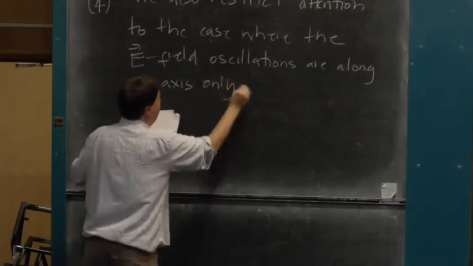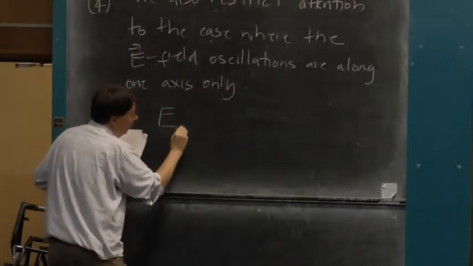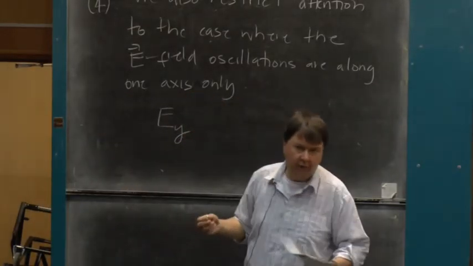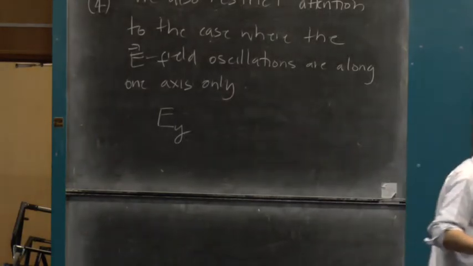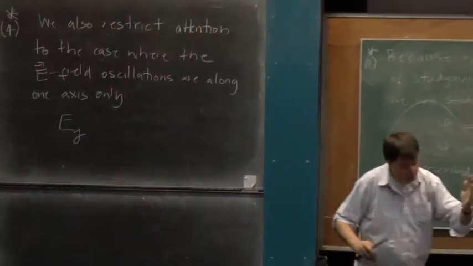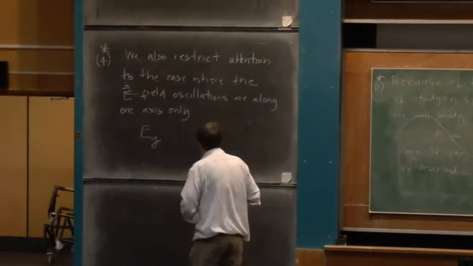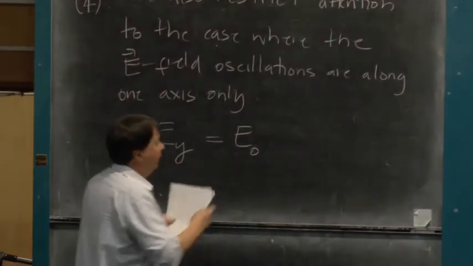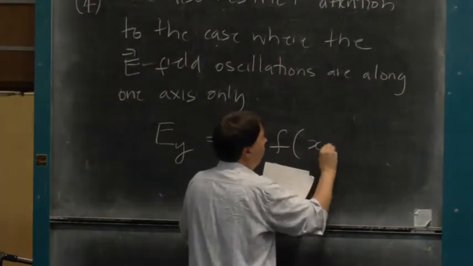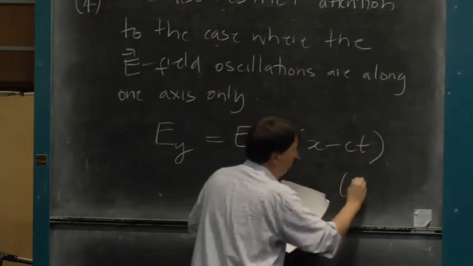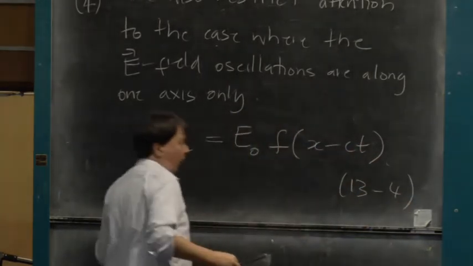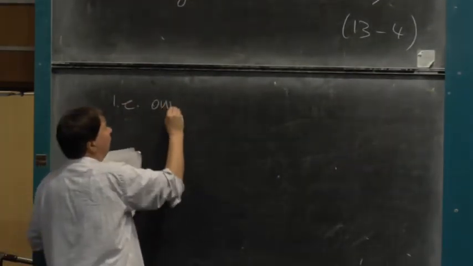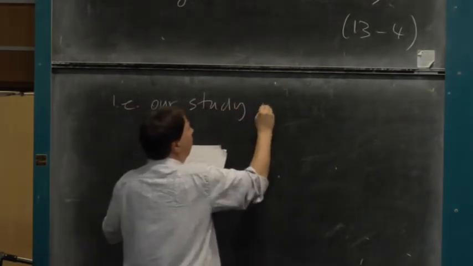So we're now cutting down to something of this form. Let's stick with the y-axis, as we did in our first example. Now I've shaken a charge up and down the y-axis and a wave of electricity goes out along the y-axis. It will have some amplitude E0 and it'll be multiplied by some function of x minus ct. So this is equation 13.4. And in practice, what this corresponds to is our study of optics.